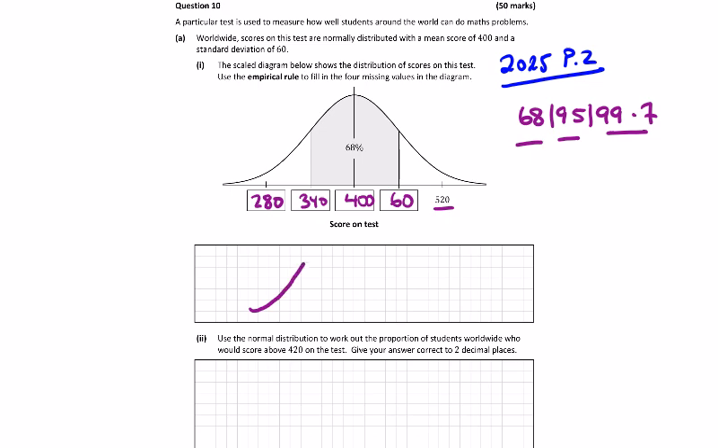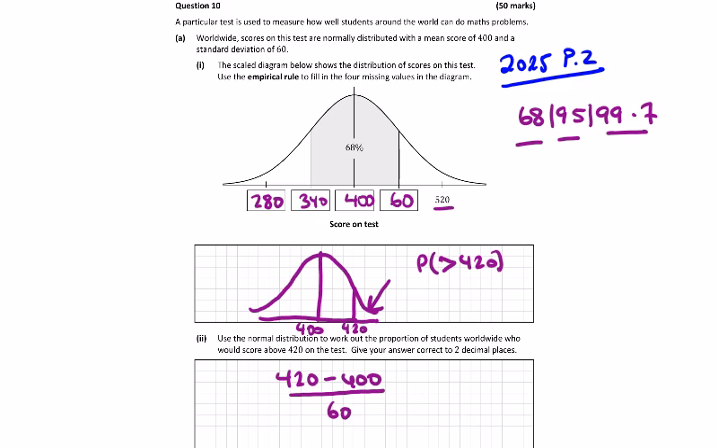Well, I'll do it if I do a little sketch. Where is my statistic? 400 in the middle. So it's above here, 420. Above 420 is going to be the tail. So the probability of greater than 420. So set up your z-score. We're testing 420 against 400 with a standard deviation of 60. Will be 20 over 60, which is 1 over 3.